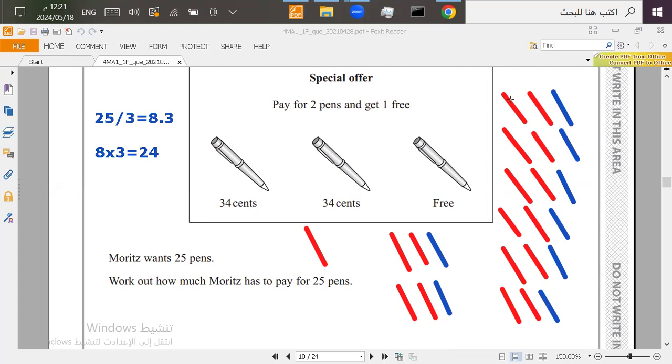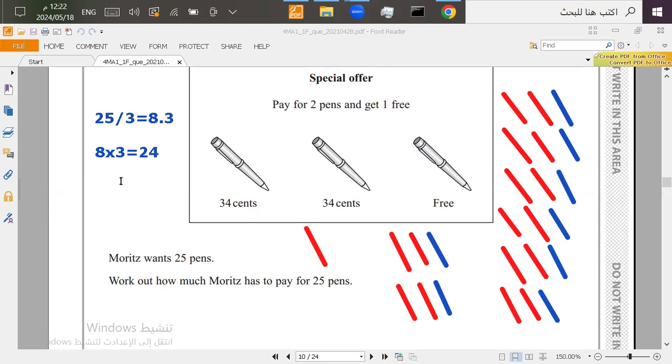Each time he buys two, or pays for two, he gets one for free. Now, how many red ones do we have? 1, 2, 3, 4, 5, 6, 7, 8, 9, 10, 11, 12, 13, 14, 15, 16, 17. It means he's going to pay for 17 pens only. So we take 17 multiplied by 34 cents, and we get 578 cents.